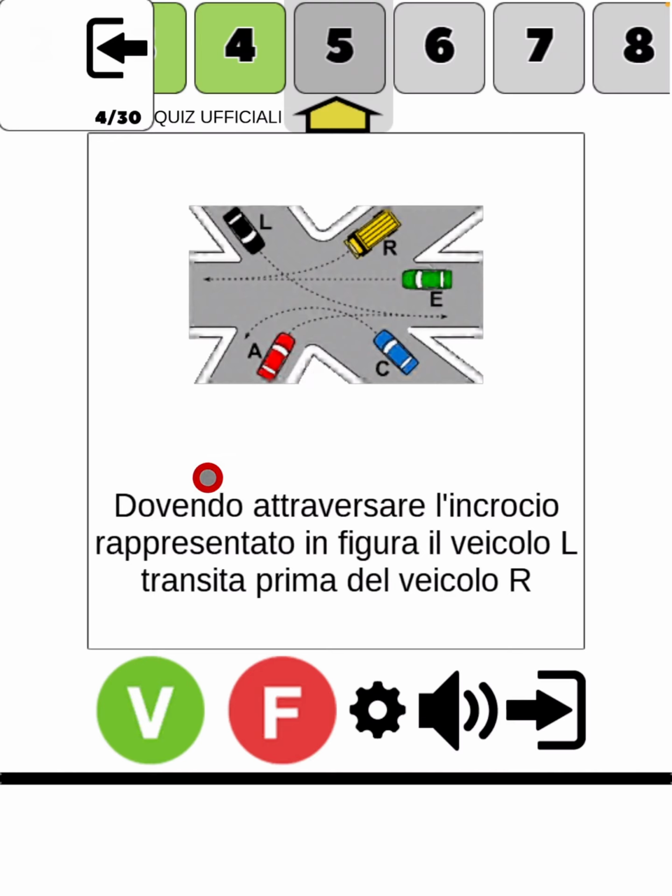So the question says, devono attraversare incrocio rappresentato in figura e veicolo E transito prima. Vehicle E will be the one to pass before vehicle R. The question is vero.